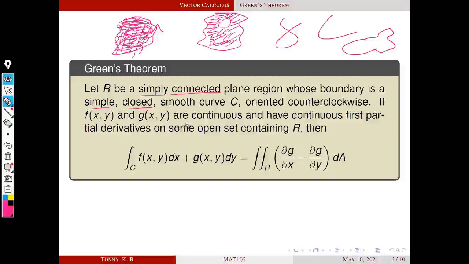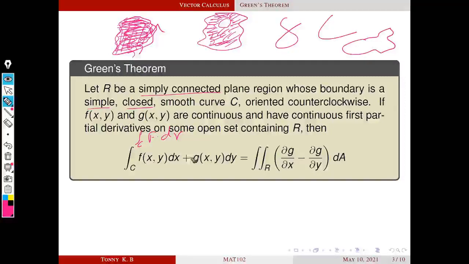If f(x,y) and g(x,y) are continuous and have continuous first order partial derivatives on some open set containing R, maybe full R, then Green's theorem states the integral over C of f(x,y) dx plus g(x,y) dy. We know what this is in vector notation also: the integral over C of F dot dr, where dr is dx i plus dy j, and F is f(x,y) i plus g(x,y) j. Anyway, we know how to evaluate this integral by basic rules.